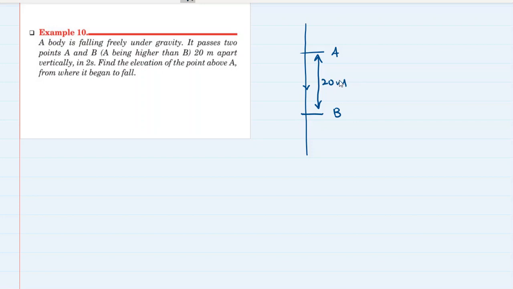And it takes 2 seconds for the body to travel from A to B. Okay, so a 20 meter fall takes 2 seconds basically. Find the elevation of the point above A from where it began to fall.